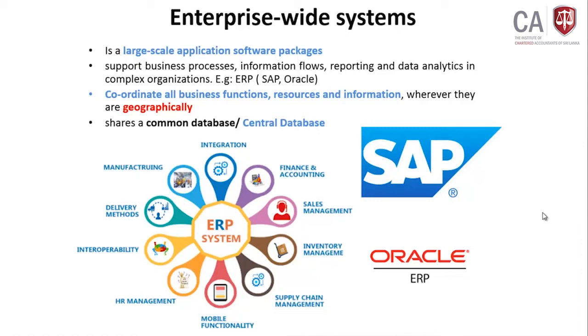SAP and Oracle. So these are good examples of ERP. Already you may be knowing about these things. So just looking at this ERP system, you can identify the key element of this: it integrates the different systems, incorporated together. Finance, accounting, sales management, inventory, supply chains, like this.